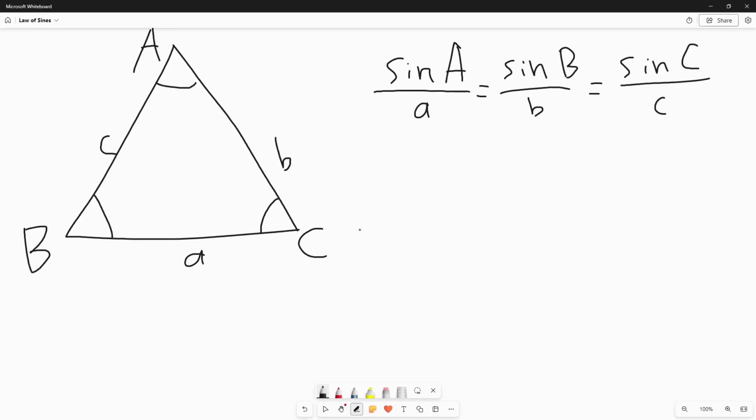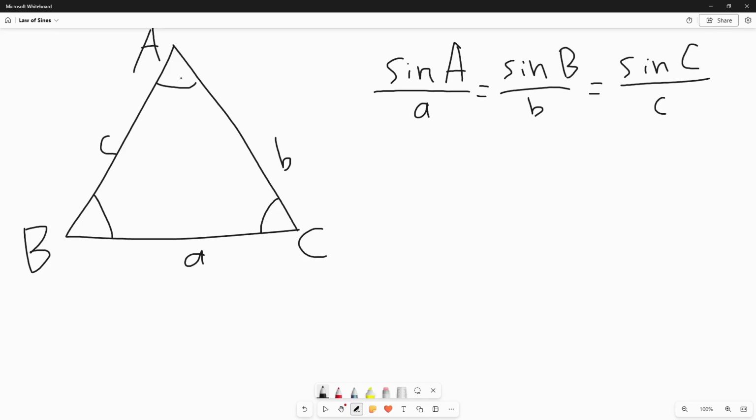So here I've labeled a triangle and it has angles A, B, C and also sides A, B, C. What the law of sines is that sine A over A is equal to sine B over B is equal to sine C over C. And basically what the law of sines is, in simpler terms, is the sine of any angle over the corresponding side of that angle.